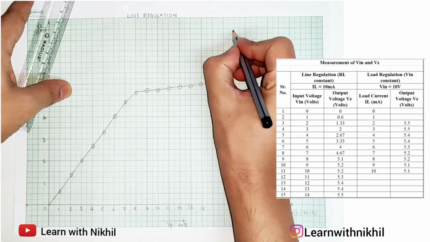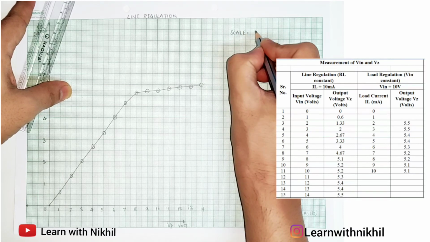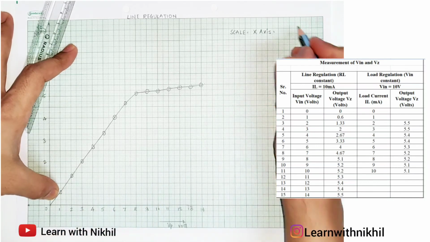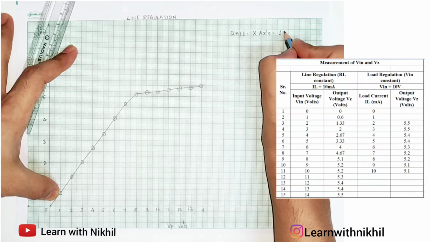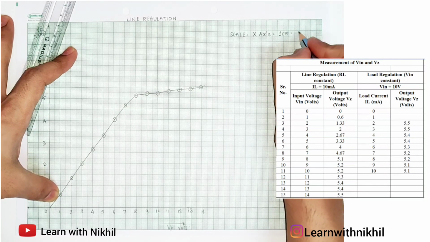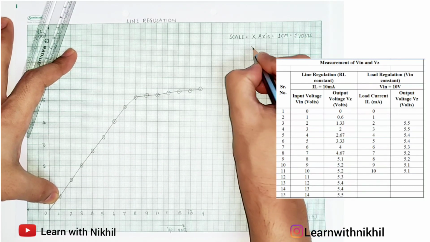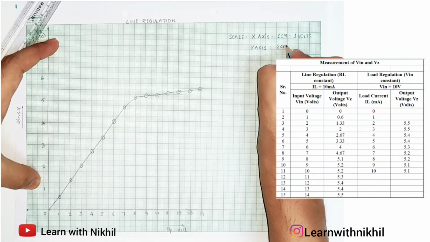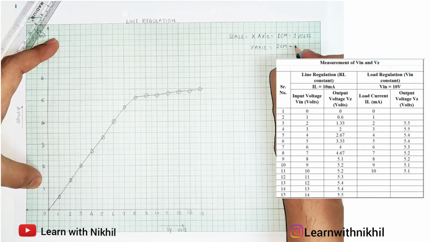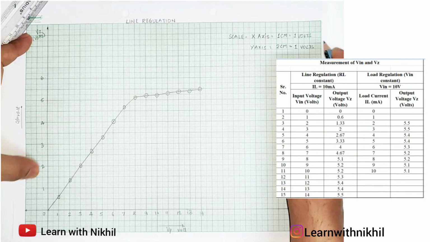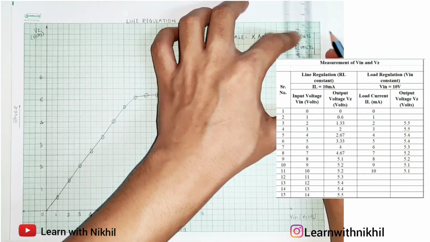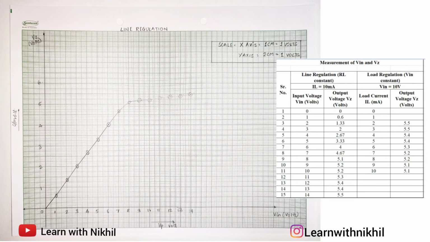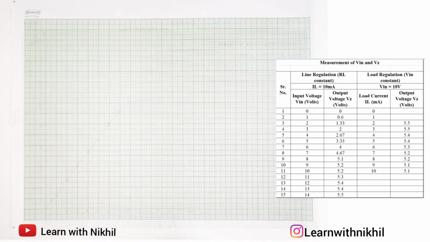Now just write the scale, it is very important. Scale on the x-axis is 1 centimeter equal to 1 volt, and on the y-axis it is 2 centimeter equal to 1 volt. And with this, we are done with the graph of line regulation. Next, we'll move to draw the graph for load regulation.